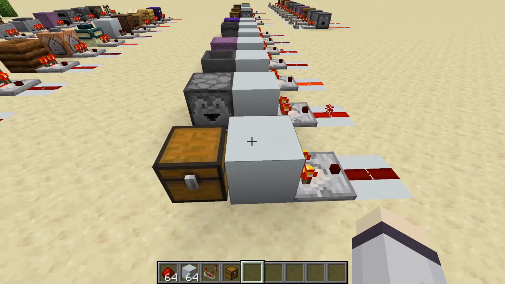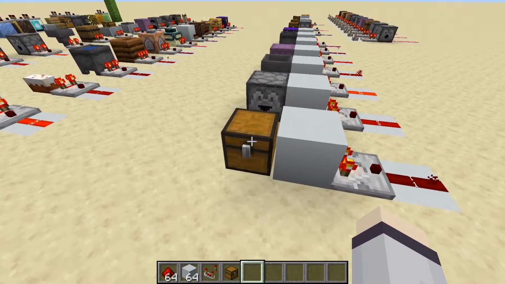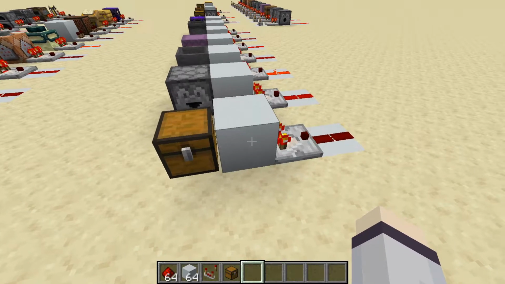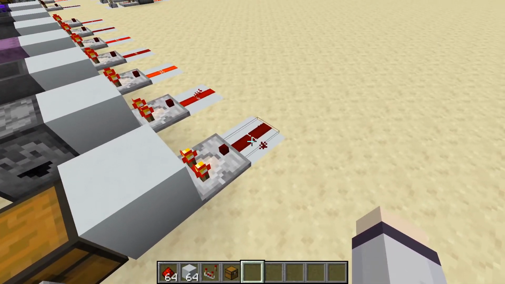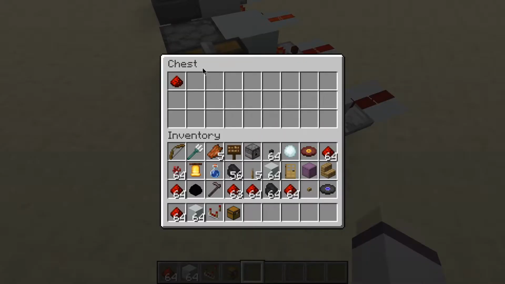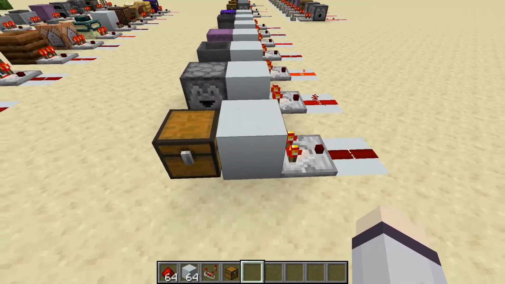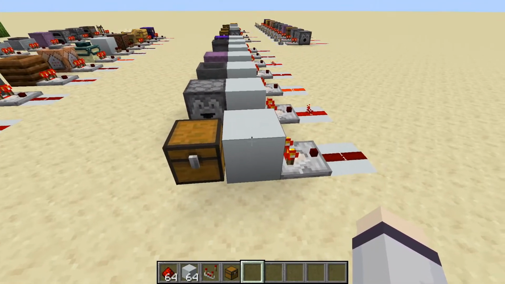You can place a solid block between a container and a comparator, and it will still read the inventory of the container through the solid block, and it will still output the same signal strength as though the comparator were right next to the container. So you see here we got 1 item in here, we got a signal strength of 1. So there's no signal degradation through this block here.